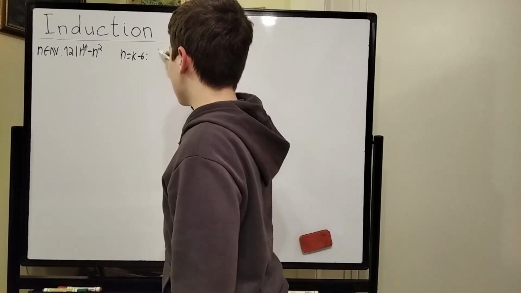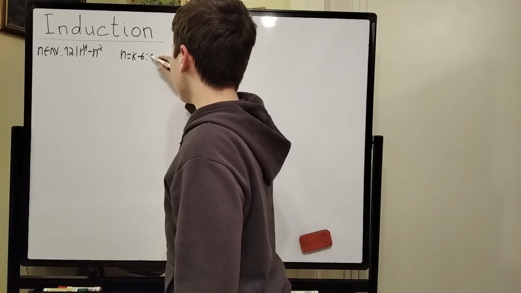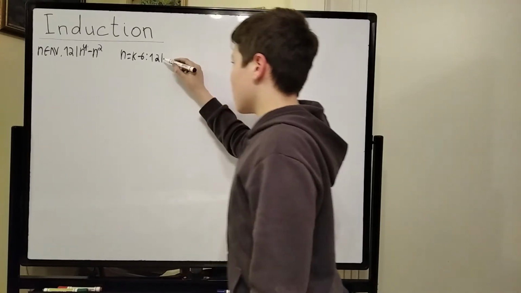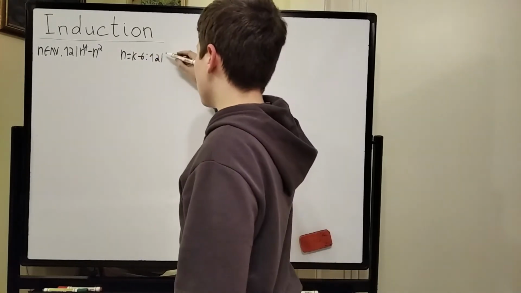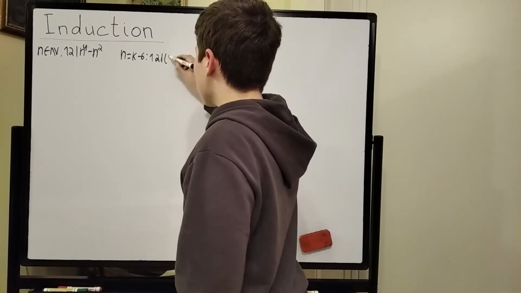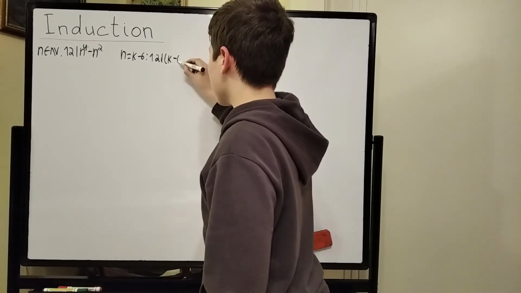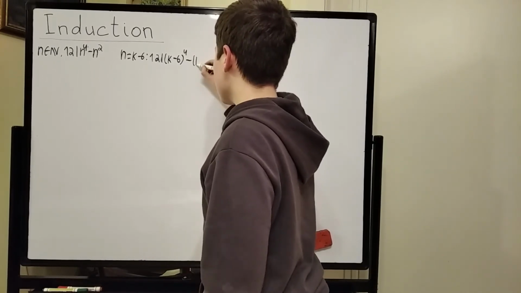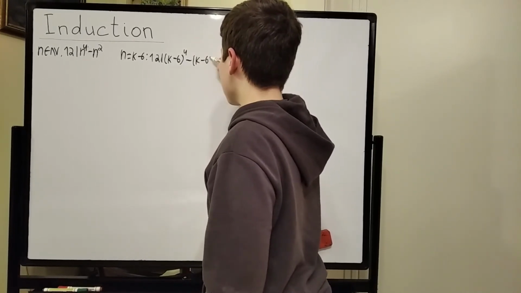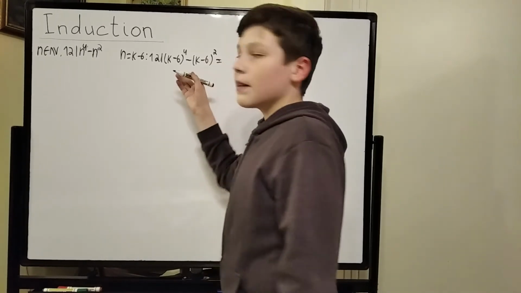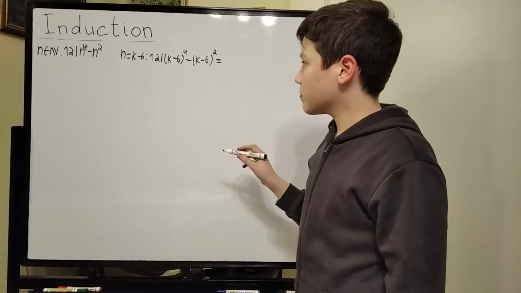Meaning that we have 12 is divisible by, 12 goes into k minus 6 to the fourth minus k minus 6 squared. So let's expand this out.